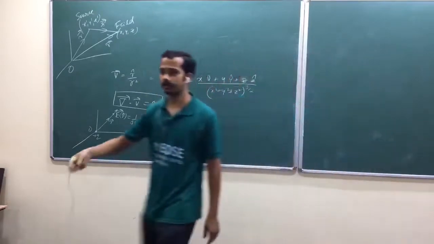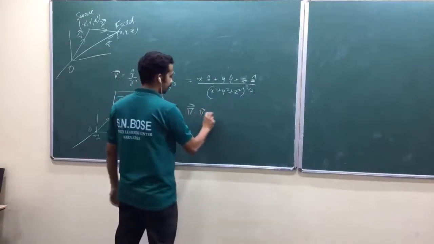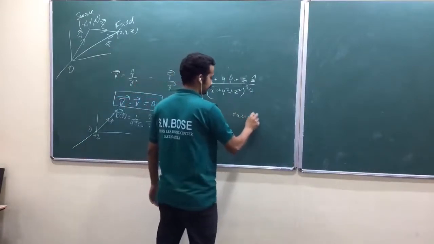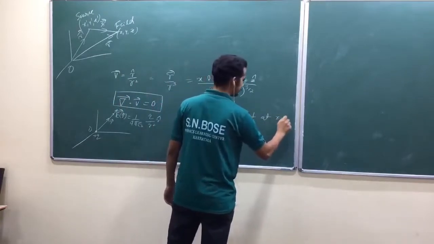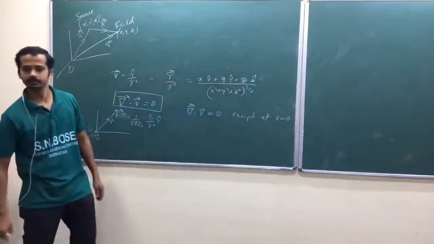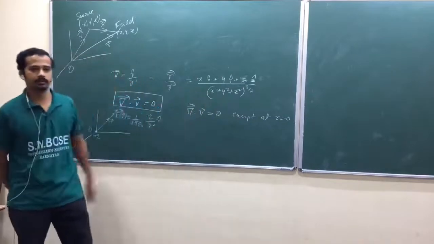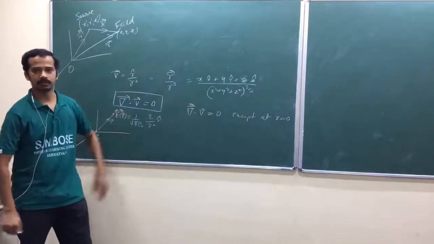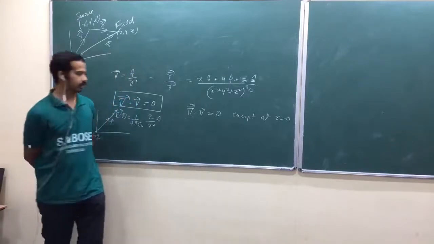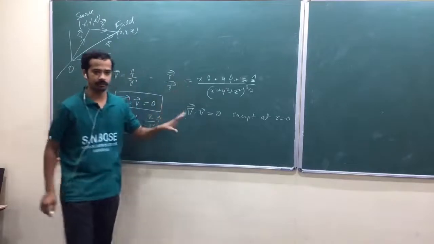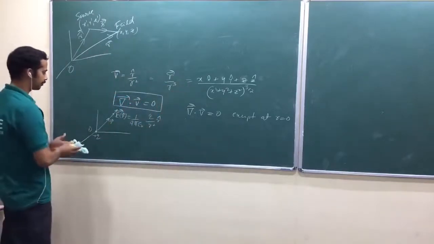So what is the conclusion? The conclusion is del dot v is equal to 0 except at r equal to 0. Isn't it? That's the conclusion. At r equal to 0, we are not allowed to take the derivative. So this cannot explain the r equal to 0 condition. Is that okay? So try to explain everything within this framework. Don't go further quickly. We shall go step by step.